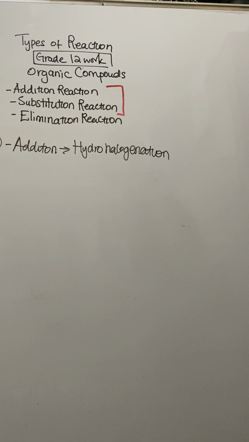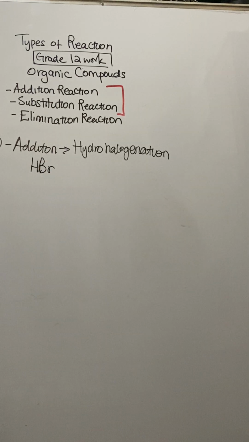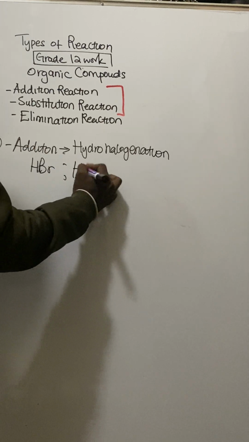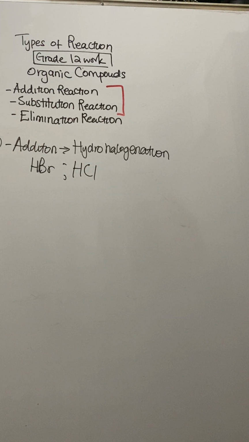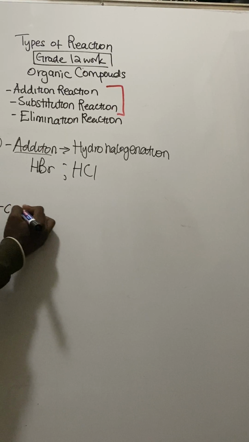The last one is hydrohalogenation. Hydrohalogenation means we are going to add a hydrogen with a halogen, such as HBr, which is hydrobromination, or HCl, which is the hydrochlorination reaction. But it can simply be called hydrohalogenation. So first, remember, an addition reaction has to involve an alkene. So this is our alkene that we are going to involve.